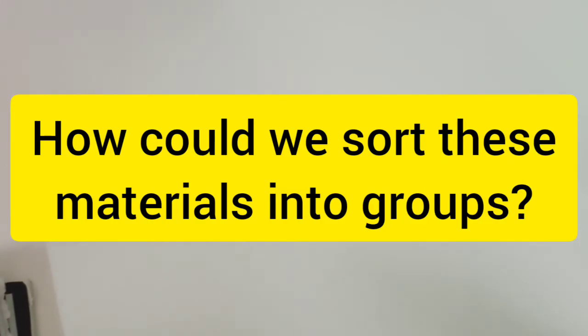Now let's move on to our procedure. The first one: how could we sort these materials into groups? There are several ways to sort these materials, but one possible way is to sort them on how much light they allow to pass through, whether you can see through, or see through but blurred, or you will not be able to see the thing behind it. So we can group these materials into transparent, translucent, and opaque.